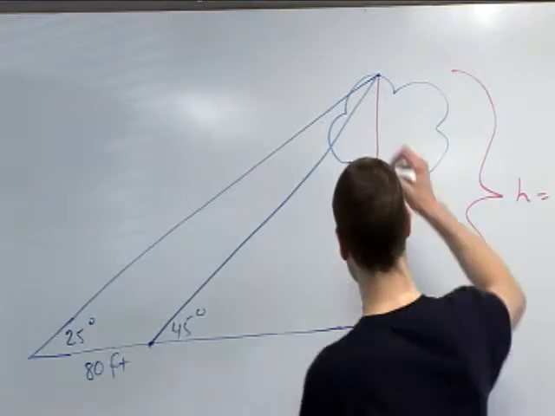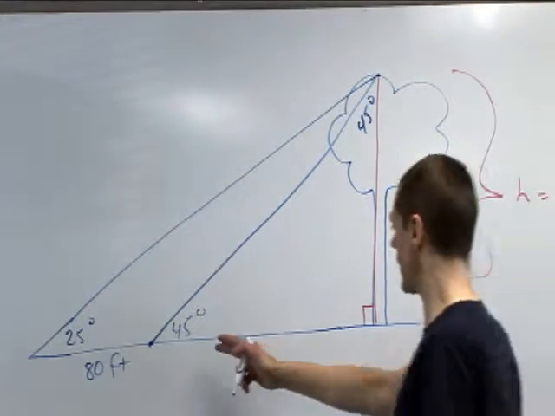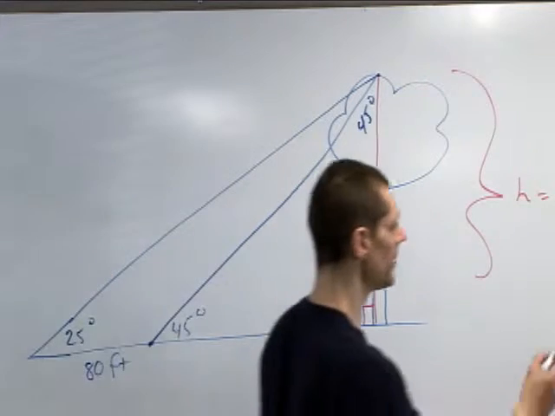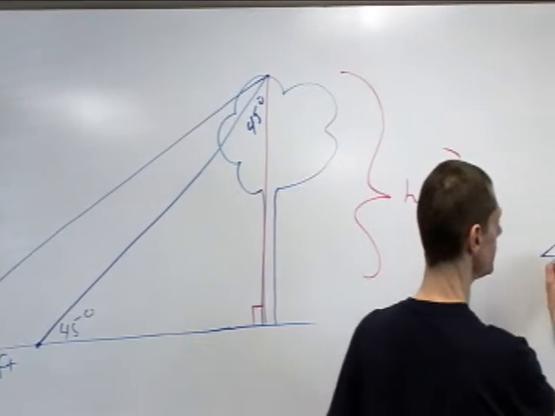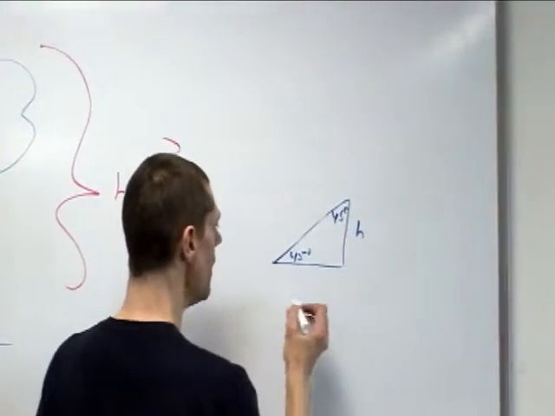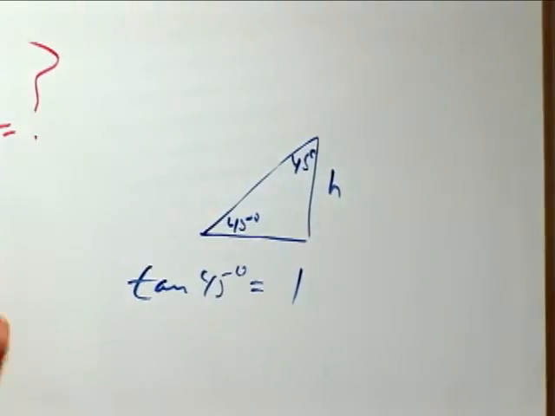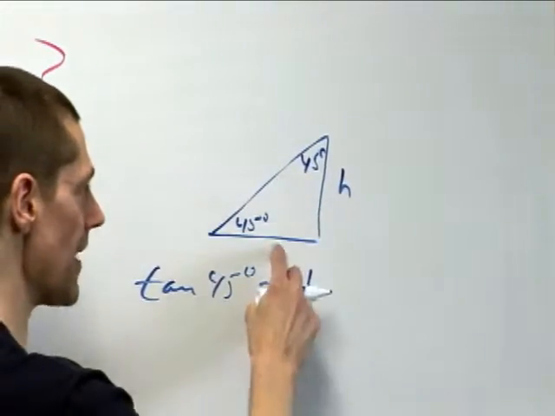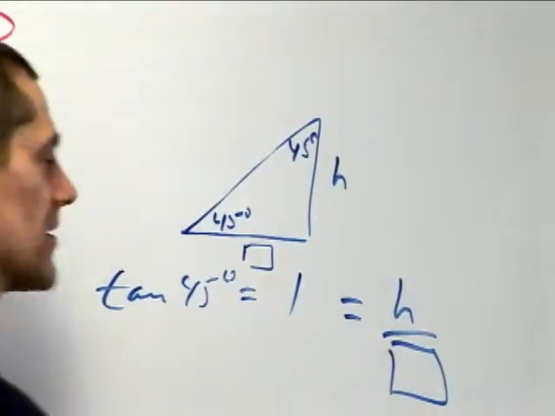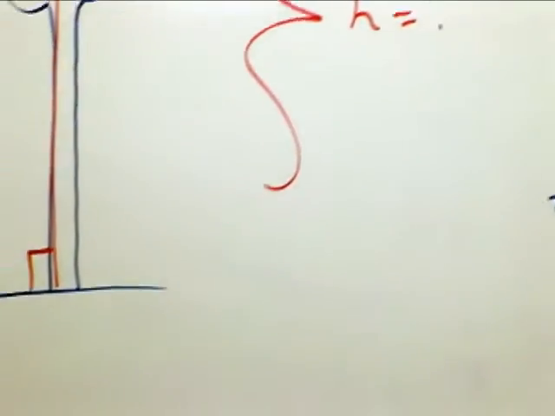45, 90, that means this has to be 45 degrees. If this is 45 degrees, I mean, think about the tangent of this. If we're looking at this triangle right here, so here's 45 degrees, here's 45 degrees. I got h here. The tangent of 45 degrees is equal to 1. So the tangent is this divided by this. So we'll call this box. This is h divided by box. Whatever box is, better be 1. This is obviously h. Okay?